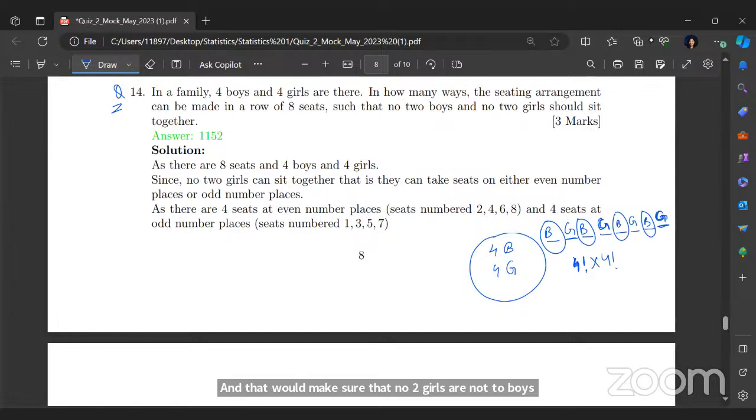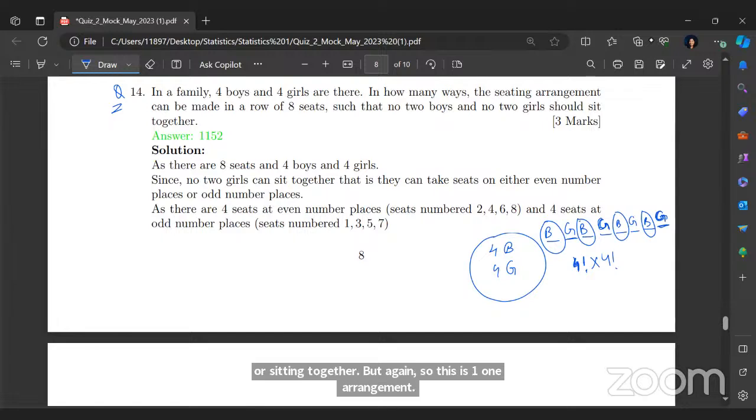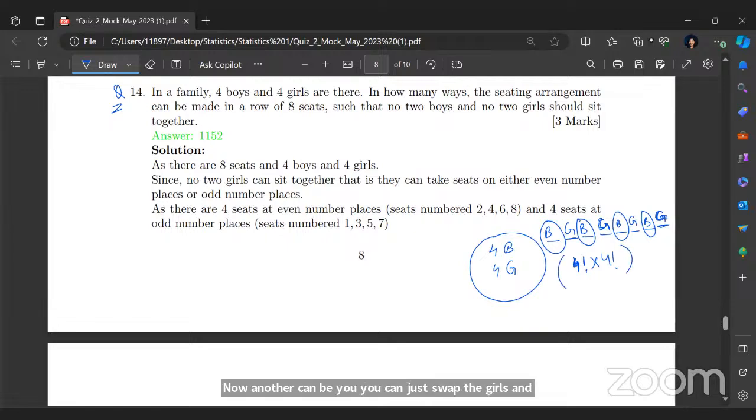But again, this is one arrangement. Now another can be, you just swap the girls' and boys' places. So in the next round, you make the girls sit on the odd number of places and all the boys on the even number of places. So again, it is just going to be 4 factorial, 4 factorial. I can just do 2 times. This should give you the answer.